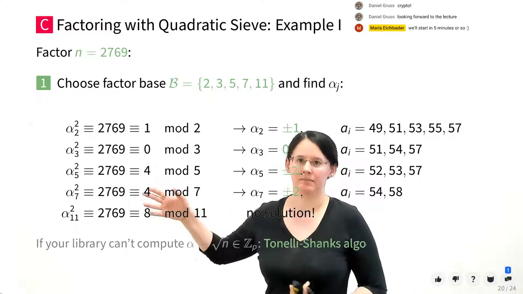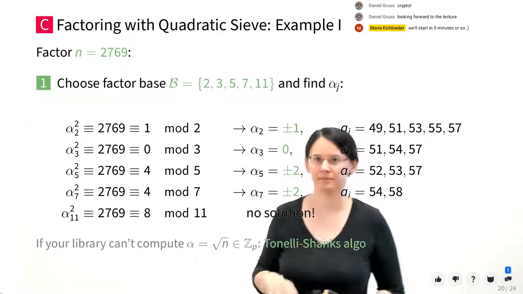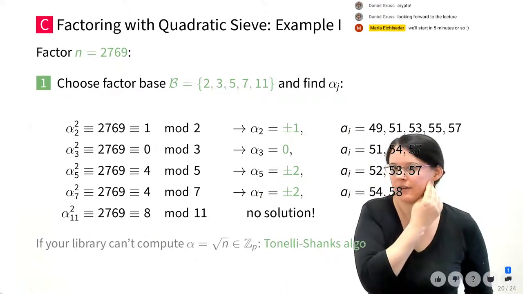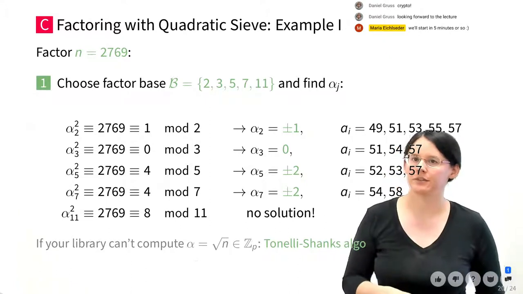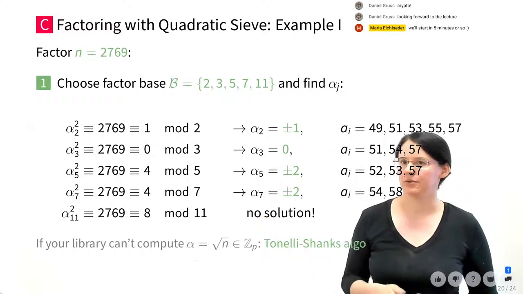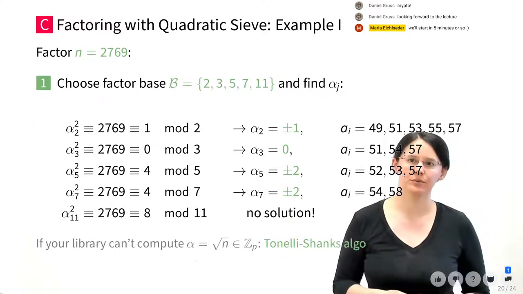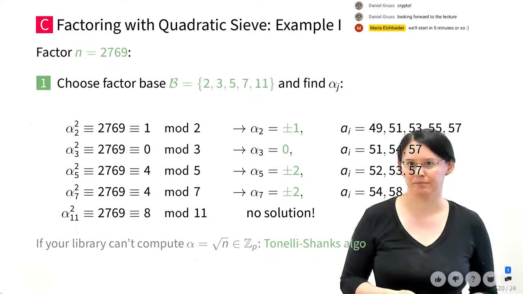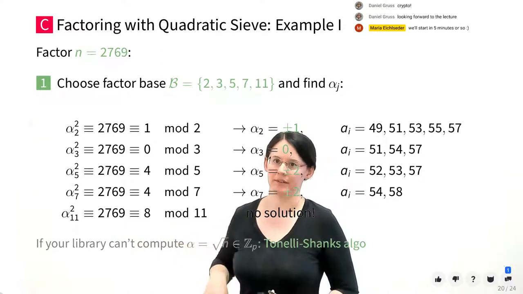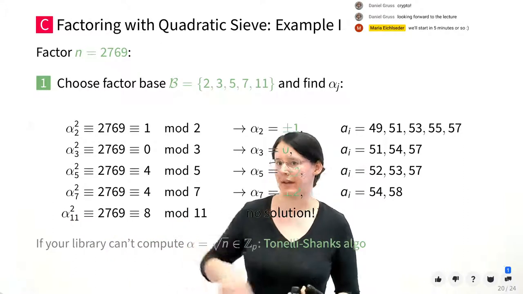Now, the maybe challenging part here is how you solve these quadratic equations. Here, again, if you're using a computer algebra system or a good big integer library, it might already be able to solve this. So you're looking for an algorithm that computes a square root modulo a prime number, namely the square root of 8, for example, modulo 11. Because alpha squared equals 8 means alpha is the square root of 8.